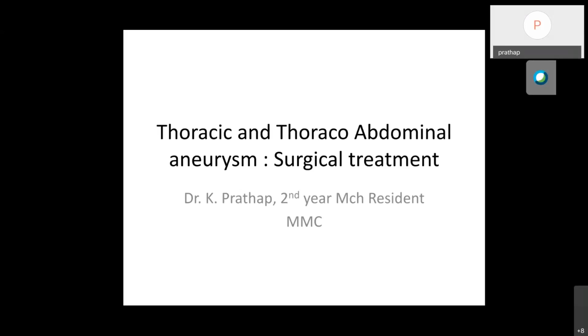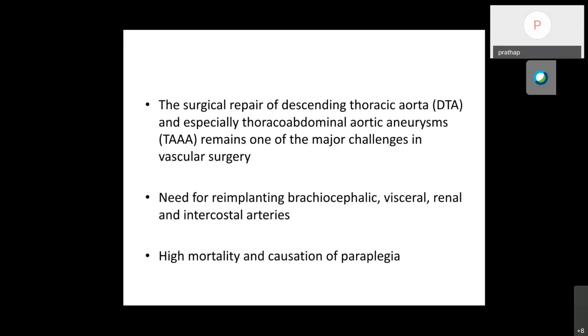The topic for today's discussion is thoracic and thoracoabdominal aneurysm surgical treatment. The surgical repair of descending thoracic aorta and thoracoabdominal aneurysm remains one of the major challenges in the field of vascular surgery, mainly because of the need for reimplanting brachiocephalic, visceral, renal and other intercostal vessels, and also it has a very high mortality and high incidence of paraplegia post-surgery.